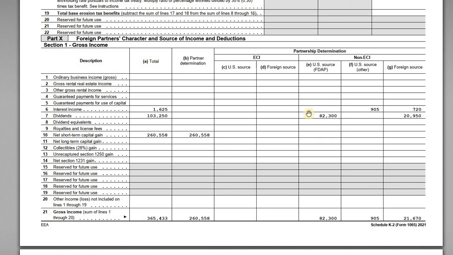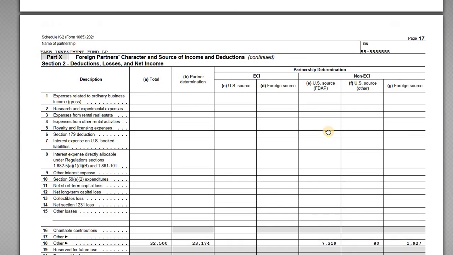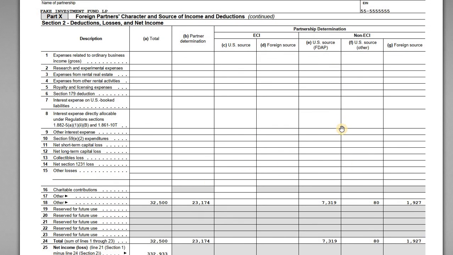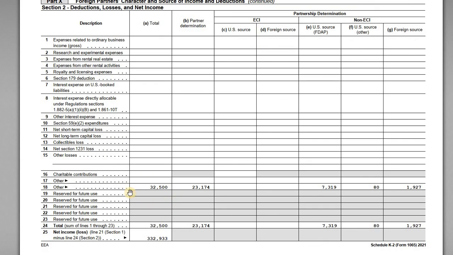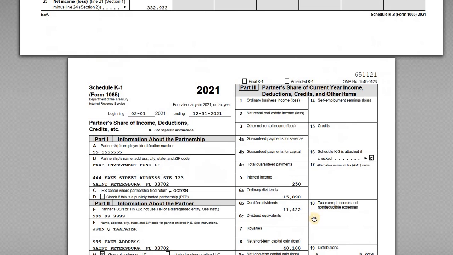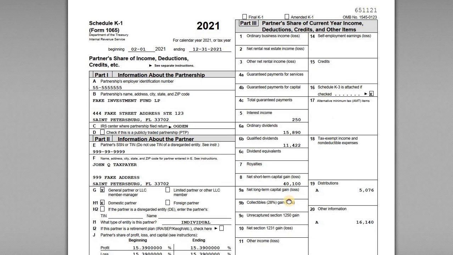The U.S. source dividends, however, not so lucky, right? Those are truly U.S. source FDAP income, and it is being subjected to U.S. withholding taxes on the portion that's being allocated to the non-residents, all right? If we go down to part 2 here, the deductions, similar issue with what we looked at above on the allocations. Total amount of investment expenses allocated across the different income groups, okay? Just proportionally. All right, so now we've got the K-1.